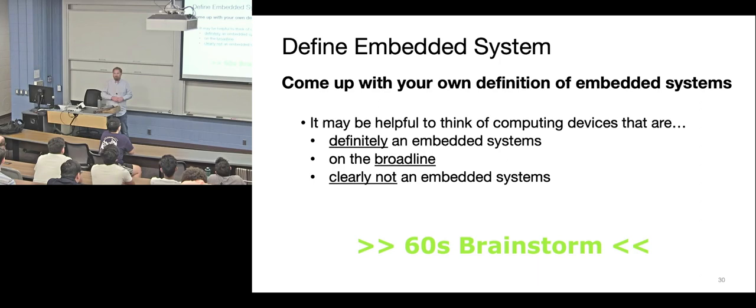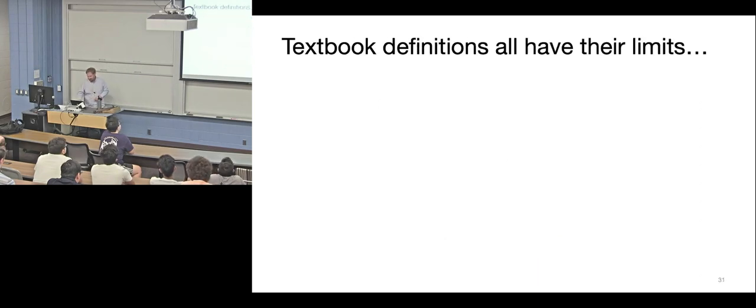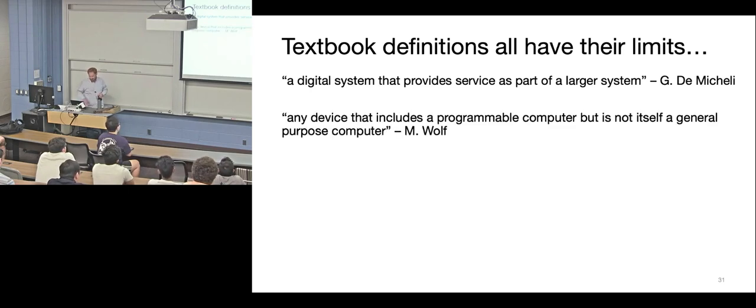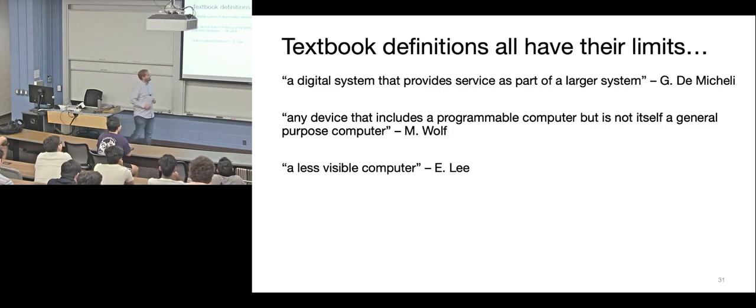All right, let's see what textbooks say. A digital system that provides a service as part of a larger system? Okay. Feels about right. I don't know about the larger system part, but it certainly counts for the self-driving car. That makes sense. Any device that includes a programmable computer, but is itself not a general purpose computer. Okay, that gets to the specificity part, where it's built for a particular purpose but has some compute. Kind of like this one, a less visible computer. Feels about right. It's about as accurate as we've gotten so far.